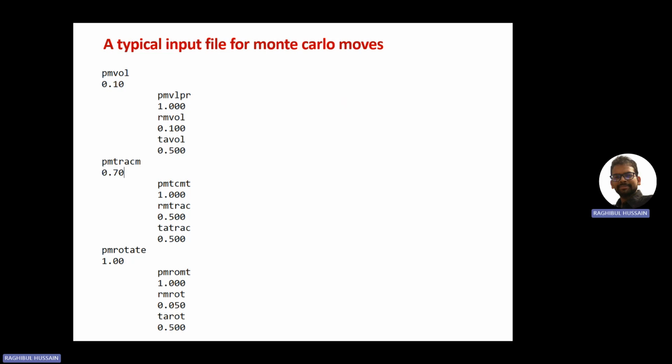So we are going to generate a random number. If the random number is less than or equal to 0.1, we will have a volume move. Now, if the random number is greater than 0.1 and less than or equal to 0.7, then perform the second move, which is the translation move or displacement.